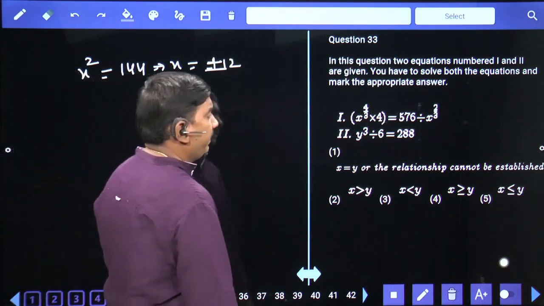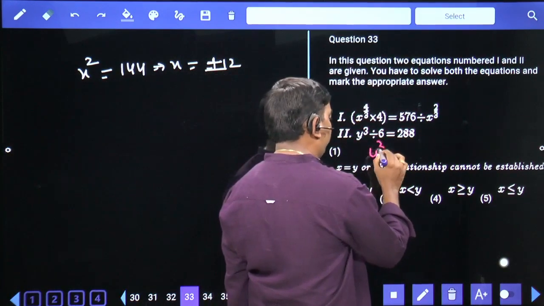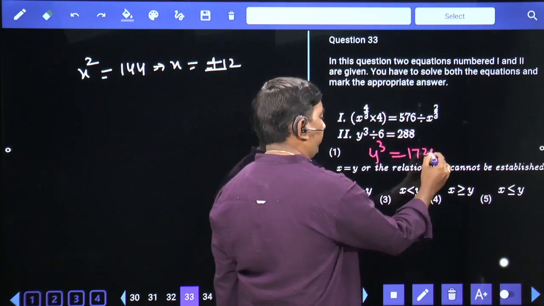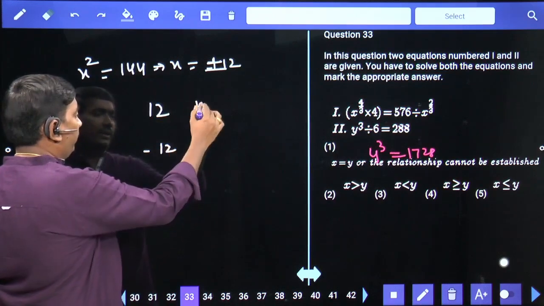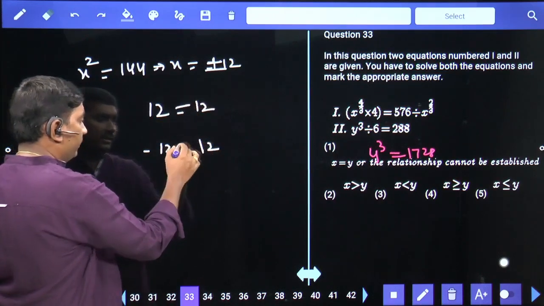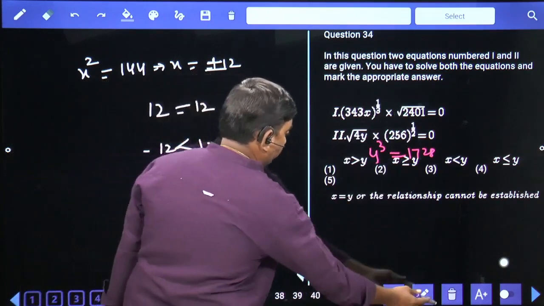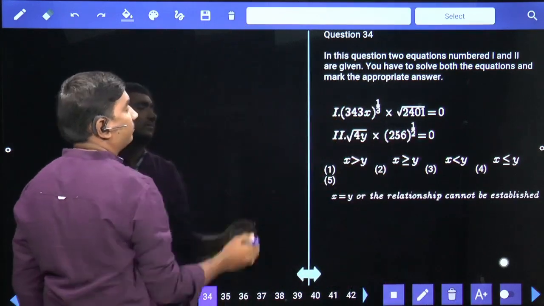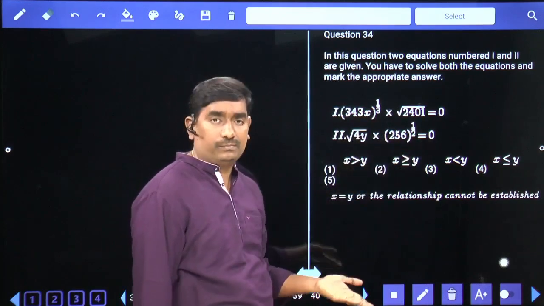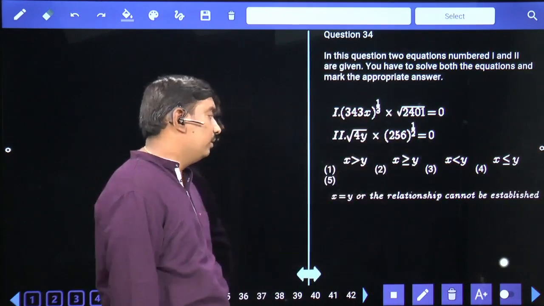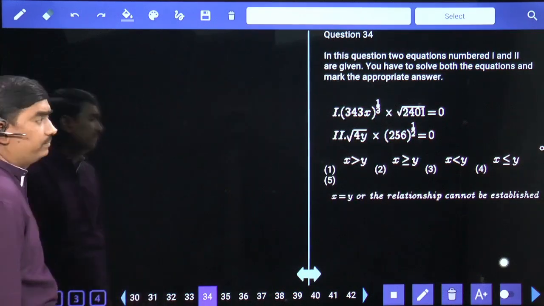Y cube divided by 6. Then y cube is equal to 288 into 6, 1728. Y equal to 12. Y equal to plus 12. Clearly shows that x is plus or minus 12 and y is 12. X less than or equals to y.